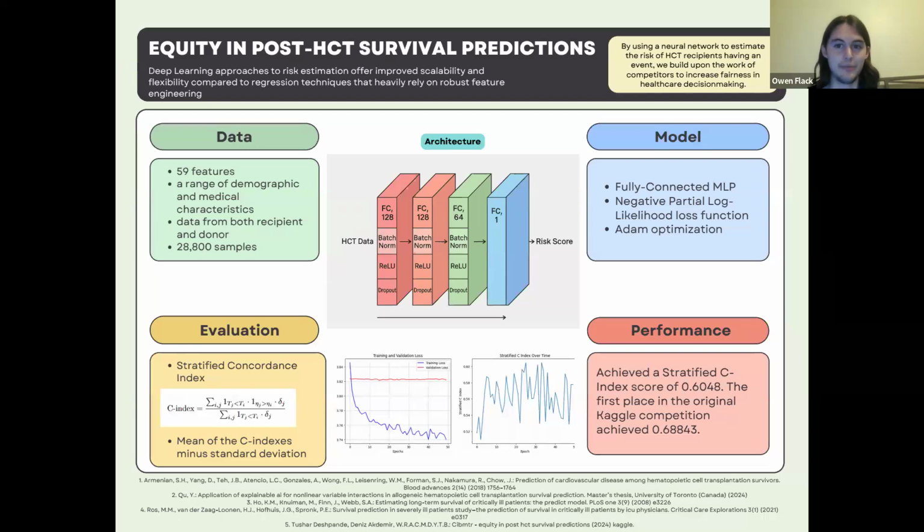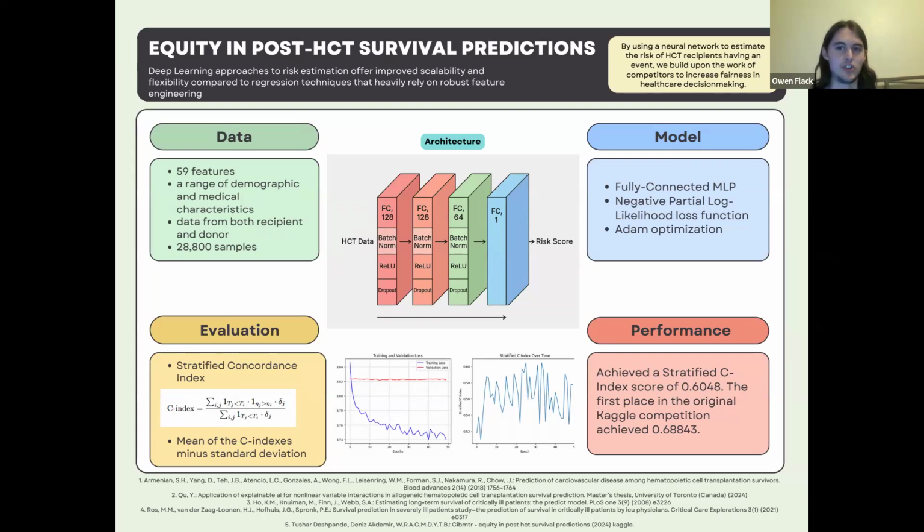Now, for our evaluation, the evaluation of the model's performance, we are using the stratified concordance index. This index is often chosen in survival estimation processes for, again, its ability to handle both whether the event happened and how long it took to happen, and it is robust enough to handle all the censored information that often comes within existing medical data.